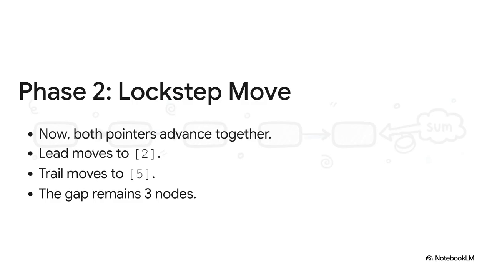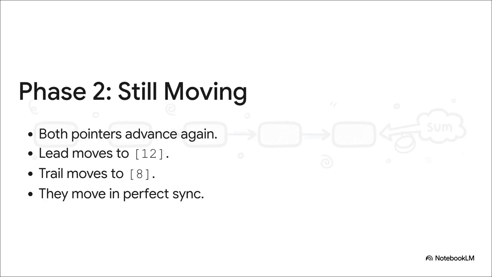Okay, phase 2. Now things get interesting. Both pointers start moving together, in lockstep. The lead pointer hops from 8 over to 2, and the trail pointer takes its first step, from 10 to 5. You see? The gap between them is still exactly 3 nodes. Let's do it again. They both take another step forward. Lead lands on 12, and trail lands on 8. They're just moving in perfect sync, always maintaining that crucial 3-node gap.